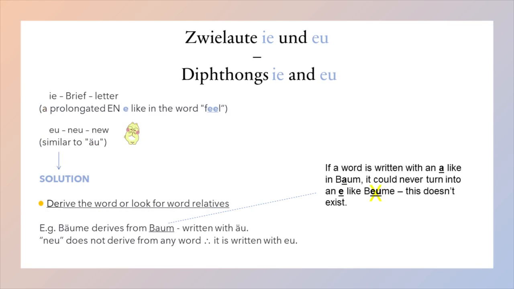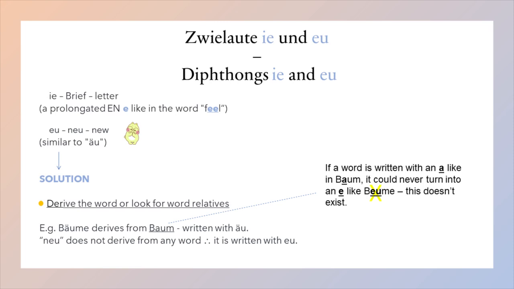Moving on to the next one. Ie, like Brief, letter. It is the sound of a prolongated English E, like in the word feel. The next is eu. Eu, like neu, new. And you might think now, well, that is funny because it sounds almost exactly the same like the other oi. So how do we know when to write oi with an ä and u or oi with an e and u?